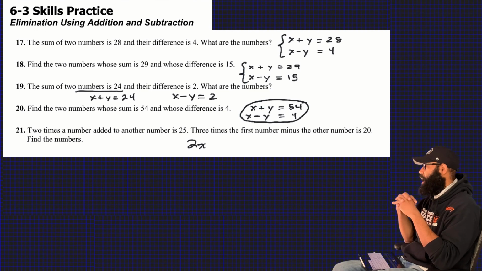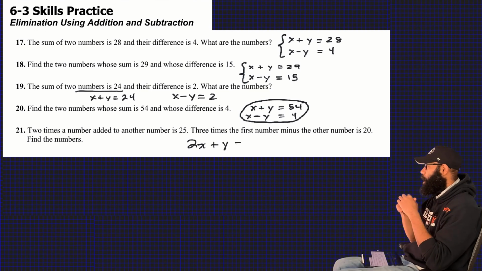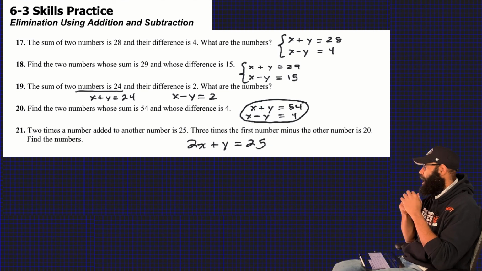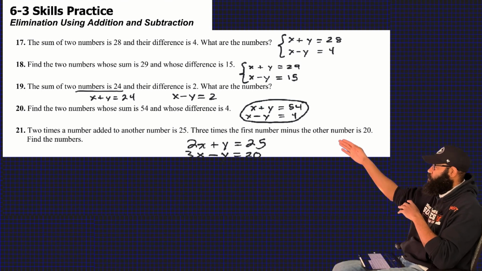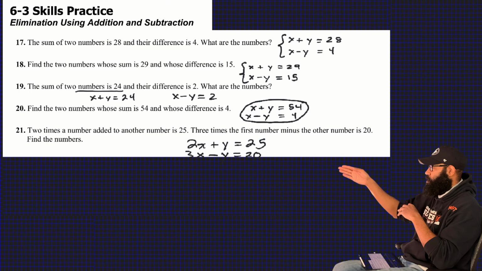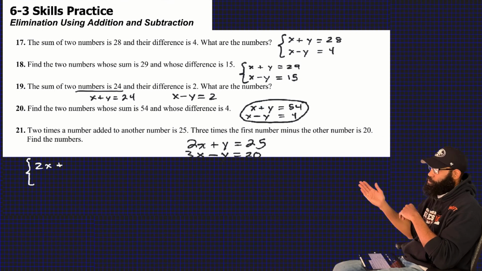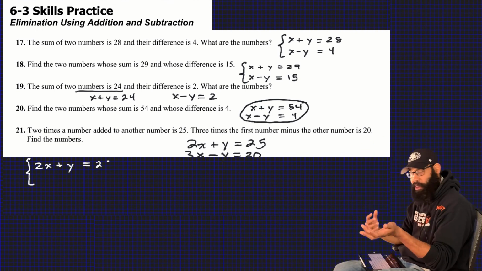Last one, guys, I think I'm actually going to take care of one of these for you. Let's knock it out. 2 times a number added to another number is 25. So 2 times x plus y is equal to 25. The second equation is 3 times the first number, so 3 times x minus the other number is 20. So what's cool, guys, is you can see right there, plus y and minus y. Those are our opposites, right? So whether it's 17, 18, 19, 20, 21, they all are set up for the elimination method.